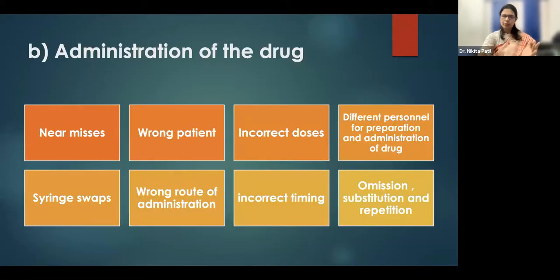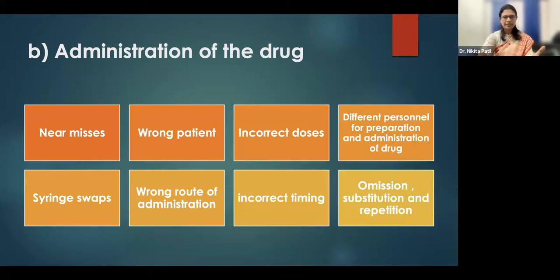Now this was the preoperative part. Coming to the administration of drug, near misses. As I said, I had to avoid opioid in this patient, and I really just avoided it by chance. Instead of fentanyl, I just saw that the drug was wrong and I switched over to my original drug. One more, I can give you an example in this case.